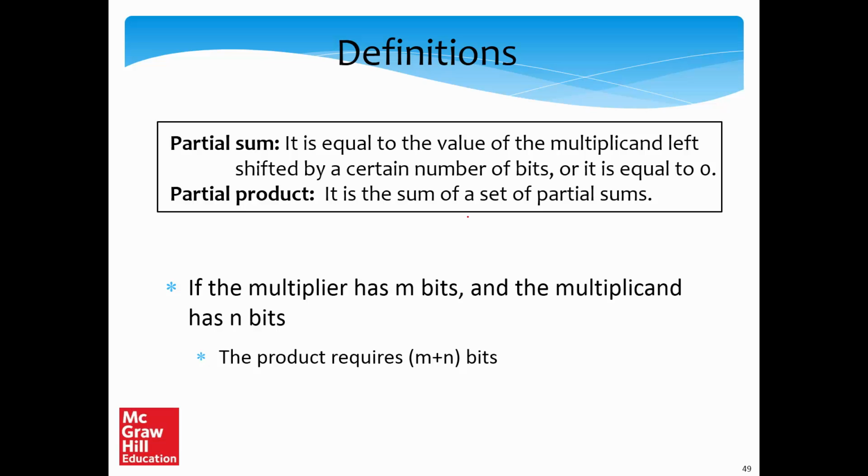Alright. We also know that if the multiplier has m bits and the multiplicand has n bits, the maximum size of the product will be, let's see. With m bits, assuming that it's an unsigned number, the largest number that we can represent is 2 to the power m minus 1. Similarly, the largest number that we can represent with n bits is 2 raised to the power n minus 1. The product is strictly less than 2 raised to the power m plus n. So the product requires m plus n bits.